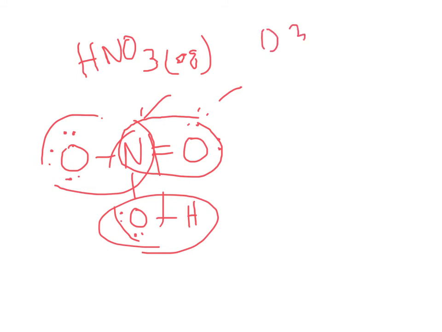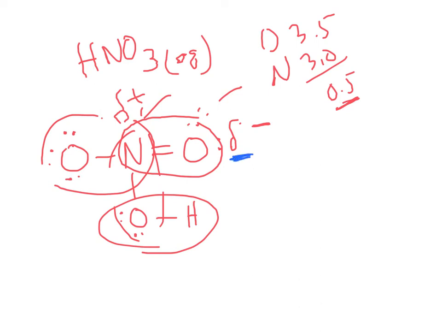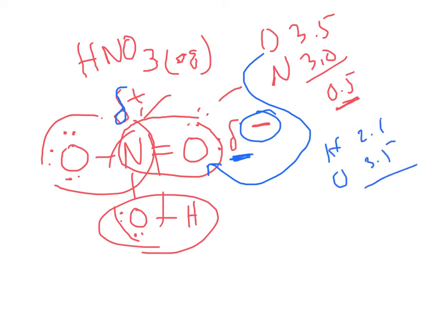Well, oxygen is 3.5. Nitrogen is 3.0, so that's that 0.5. It's kind of right on the border, and yet there probably is going to be a slight polarity to that bond. So all of those between the nitrogens and the oxygens are going to be partial negative on the oxygen and partial positive on the nitrogen, okay? Whoever is the more electronegative element is the stronger one, so that's the one that gets the partial negative, okay?